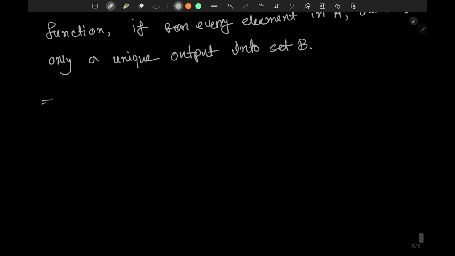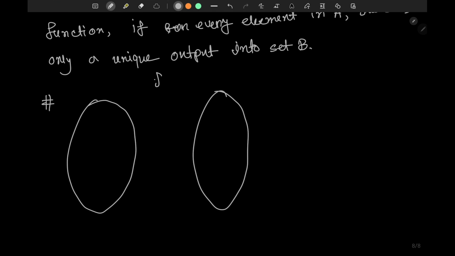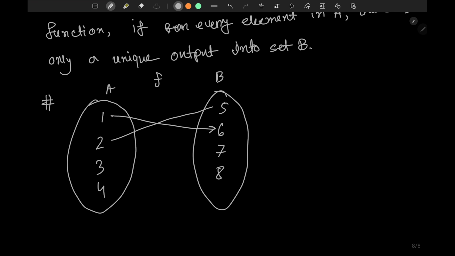So let's just dive into a very simple example. Let's say we have a relation from set A to set B. Set A has 1, 2, 3, 4. It has 5, 6, 7, 8. So let's say 1 goes to 6, 2 goes to 5, 3 goes to 7, 4 goes to 8. The question is, is this relation a function?